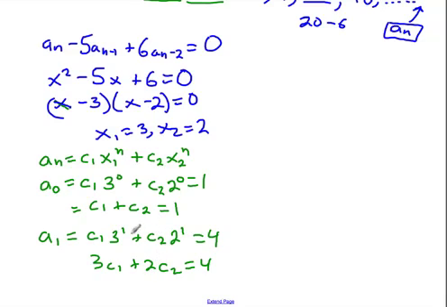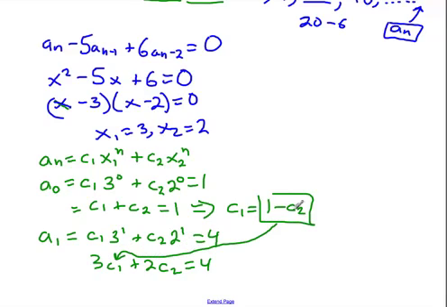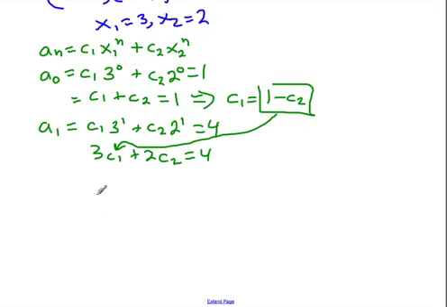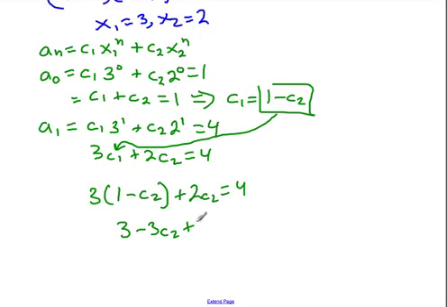We have two equations with c1 and c2, so we can solve those simultaneous equations and find the values of c1 and c2. In the first equation here, we've got c1 plus c2 equals 1. We can say that c1 equals 1 minus c2, and substitute it into the other equation. So we're going to have 3 times 1 minus c2 plus 2c2 equals 4. 3 minus 3c2 plus 2c2 equals 4, and then we have negative c2 equals 1.